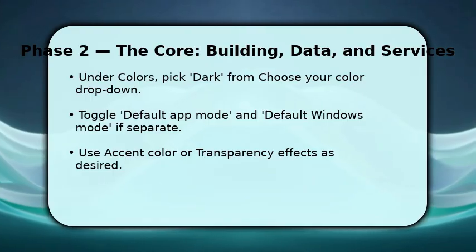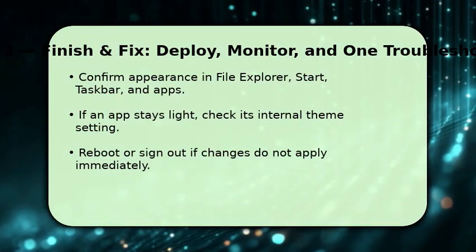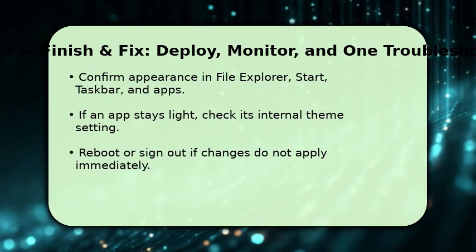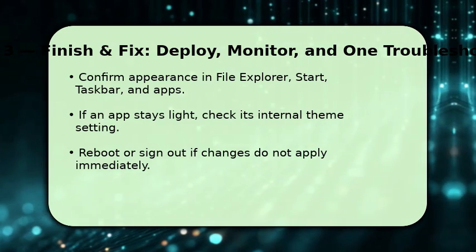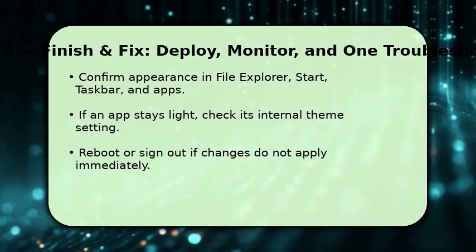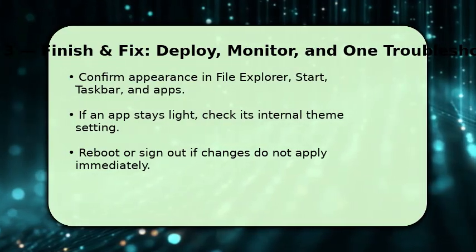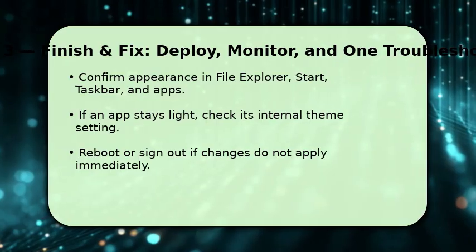Finish by inspecting key areas. File Explorer, Start menu, and the taskbar should now display dark surfaces. Many apps will follow automatically. If an app remains light, open that app settings and set its theme to dark or to follow the system. Some apps override system preferences.